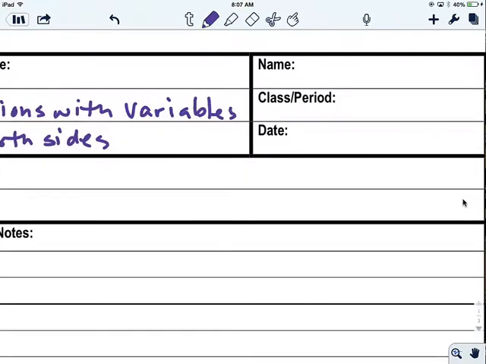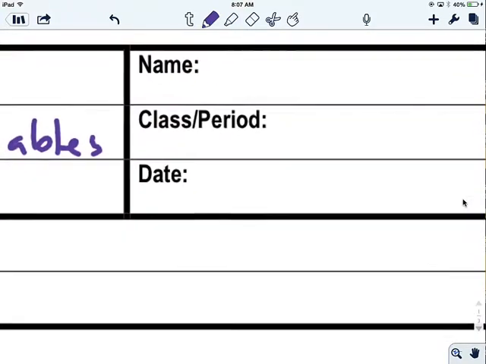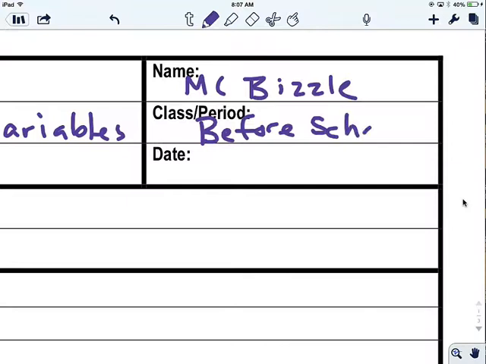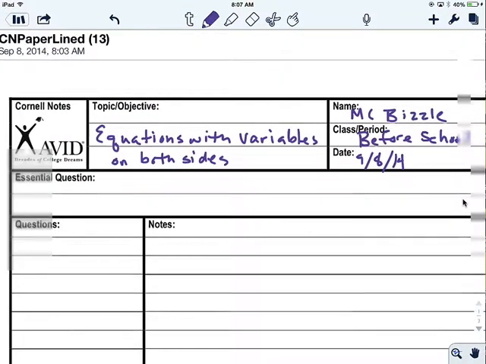All right, so when we're dealing with this, we're doing Cornell notes, so let's go ahead and put our name in. I'm before school right now, and it is the 8th of September.